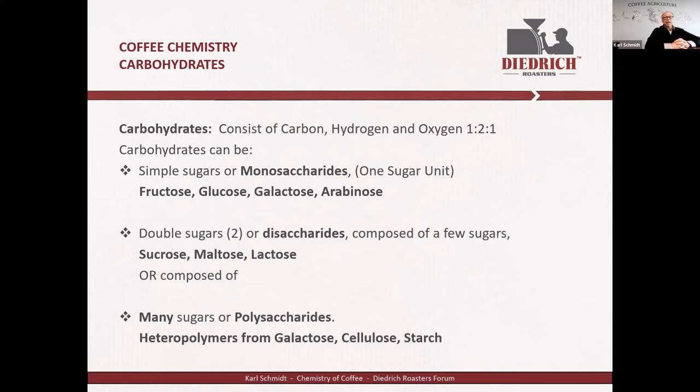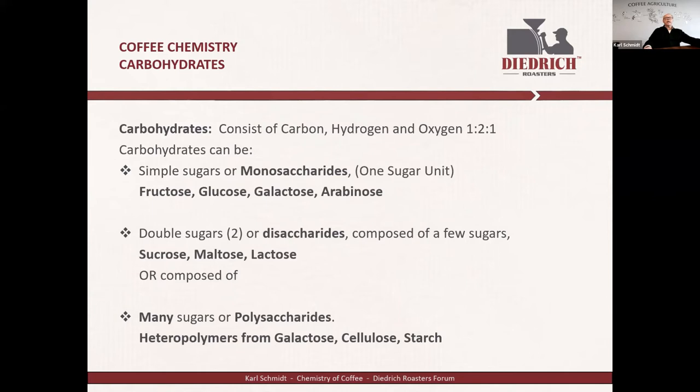Carbohydrates can be defined as monosaccharides, monomers. Monosaccharides means one sugar unit, simple sugars, and they are fructose, glucose, galactose, arabinose. Then we have the disaccharides or oligosaccharides: sucrose, maltose, and lactose. Now I have to say here, sucrose is table sugar. Sucrose is a non-reducing sugar, and what are we going to do with that? Sucrose is abundantly available in the green bean and will play a major role in caramelization.